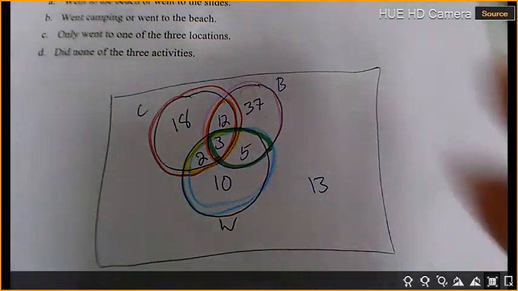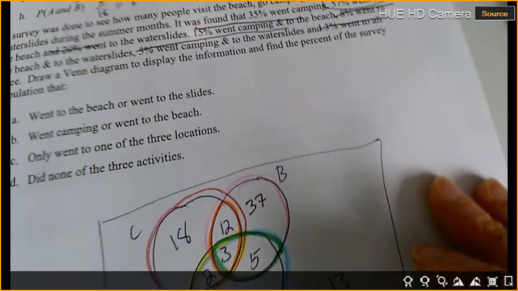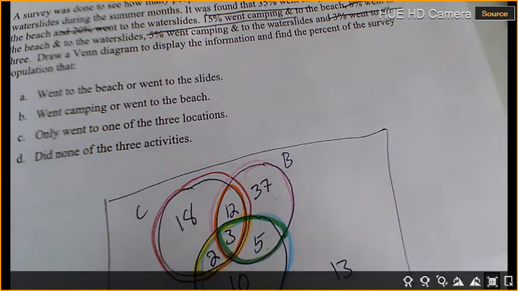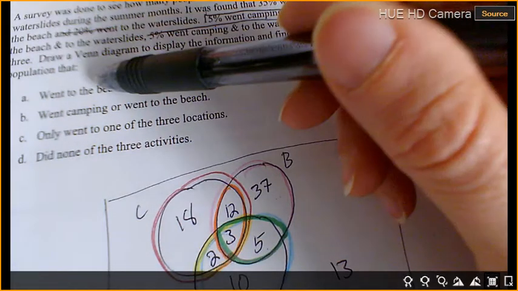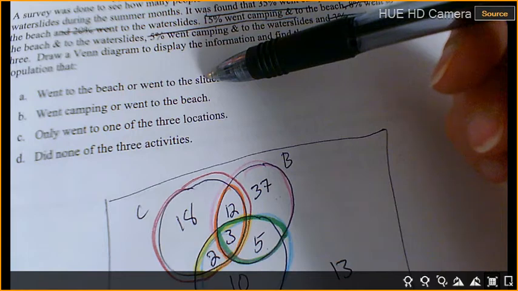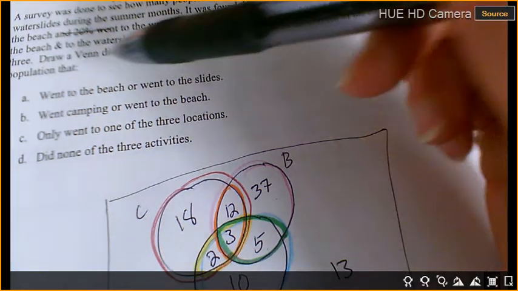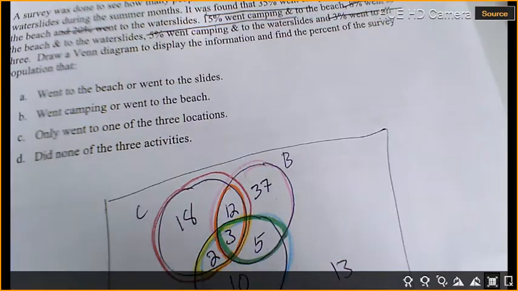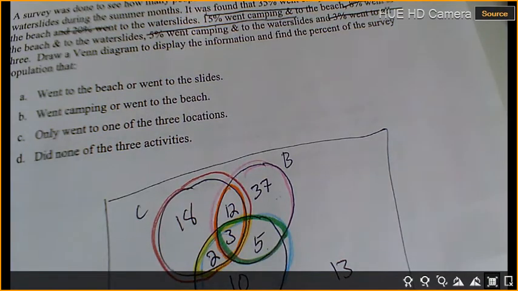Okay. My Venn diagram is now answered. So I want to now answer these questions. Who went to the beach or the water slide? Went to the beach or the water slide. How am I going to find out how much percentage that is? What things am I going to add together, though?